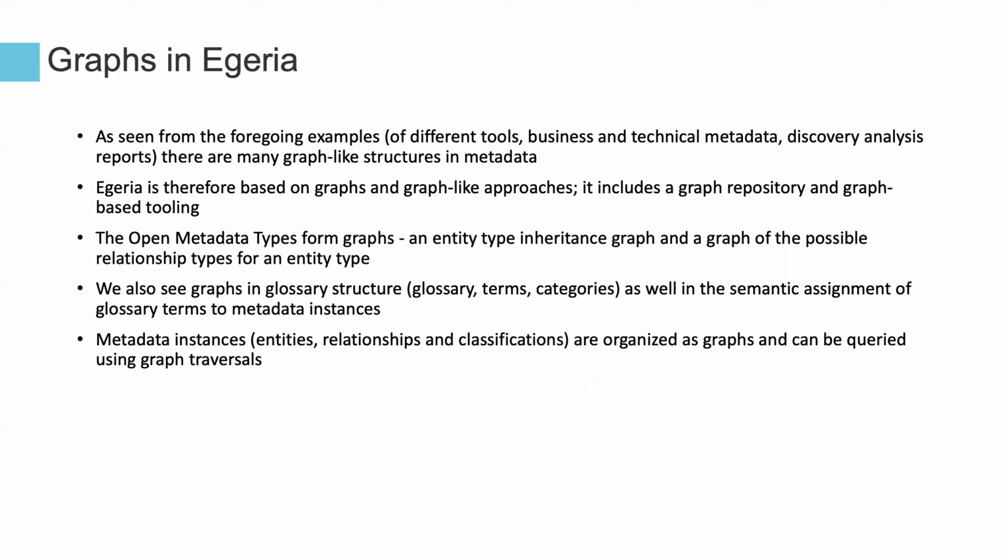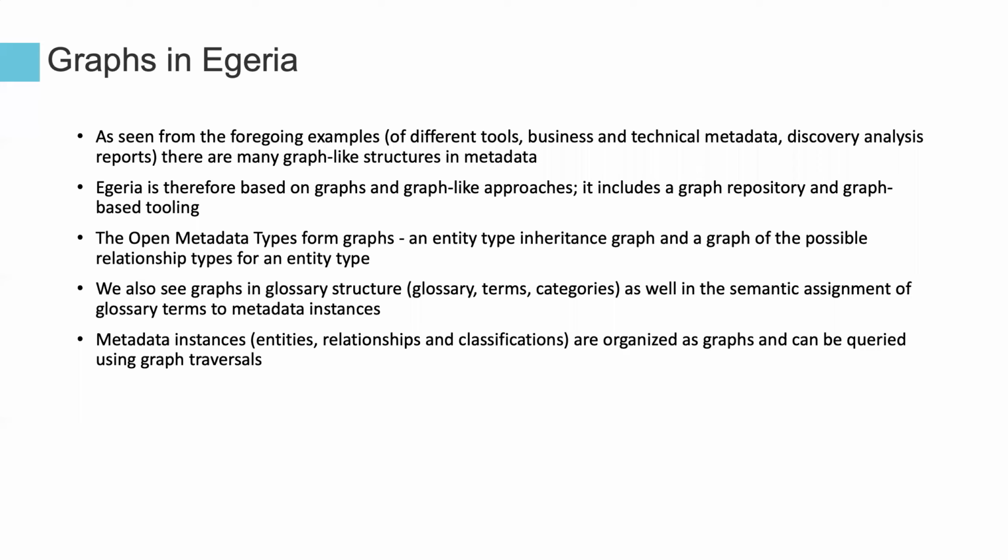So it has an open type system, and within the types, there is inheritance of entity types, and there are also graphs of the possible relationship types that each entity type can support. I'll show you an example on the next slide. And also within glossaries and the glossary structure, we talked about glossaries, terms, and categories, and we use a graph-based approach to that, as well as the semantic assignment of those terms to the technical metadata.